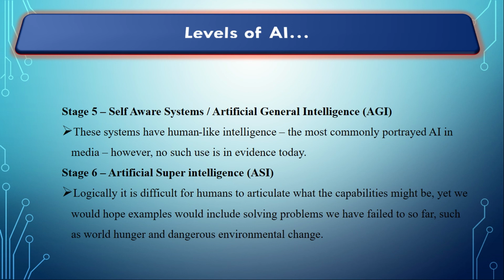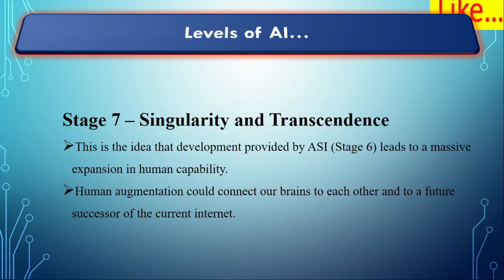The next one is the seventh, singularity and transcendence. This is the idea that development provided by ASI, artificial super intelligence, stage 6, leads to a massive expansion in human capabilities. Human augmentation could connect our brains to each other and to a future successor of the current internet. It is a heavy and big change in human life and technology. When we apply stages 6 and 7 it is very difficult, but the idea is about this.